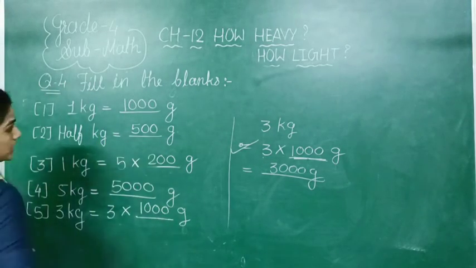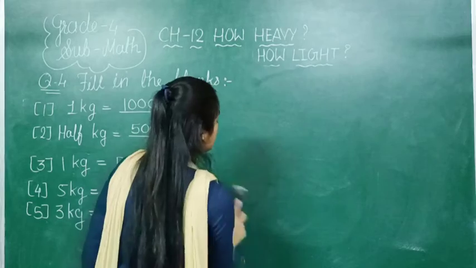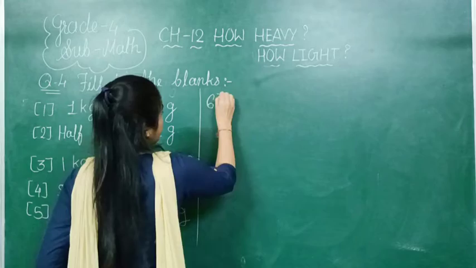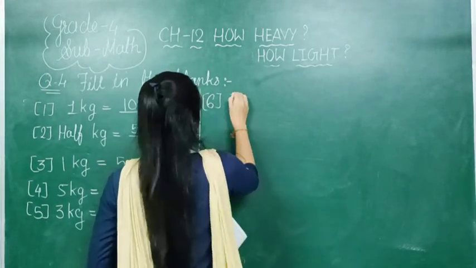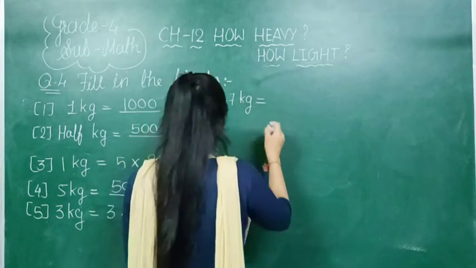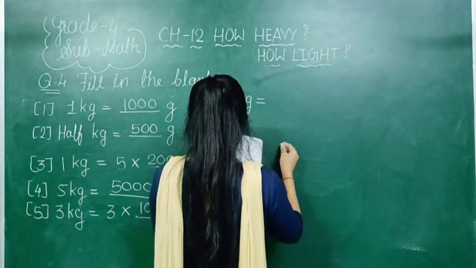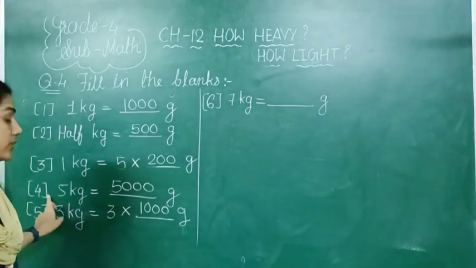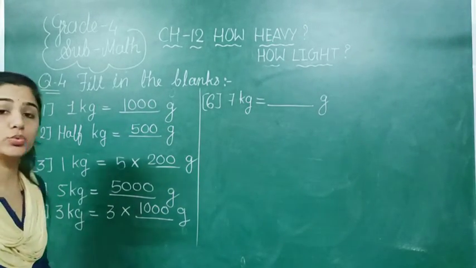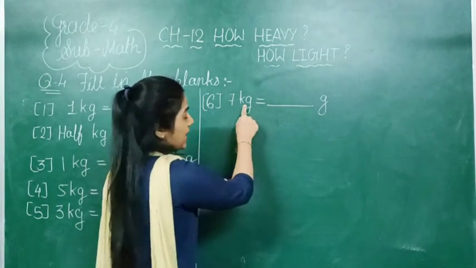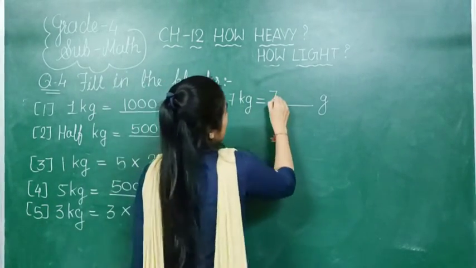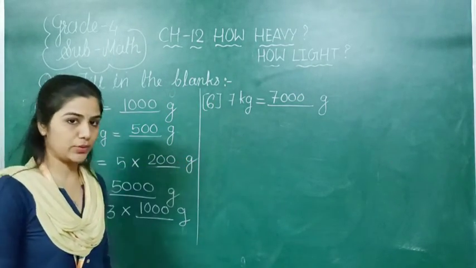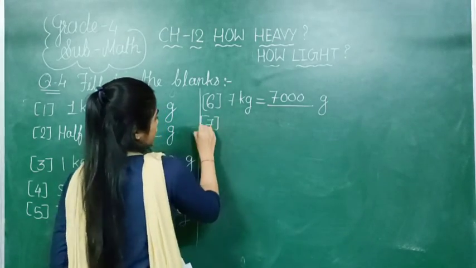It is very easy. Now number 6. Number 6 is 7 kg is equal to blank gram. Number 6 is the same as number 4. Directly we do the multiplication. How many gram is this 7 kg? 7000 gram, because we multiply the 7 with the 1000. Number 7.